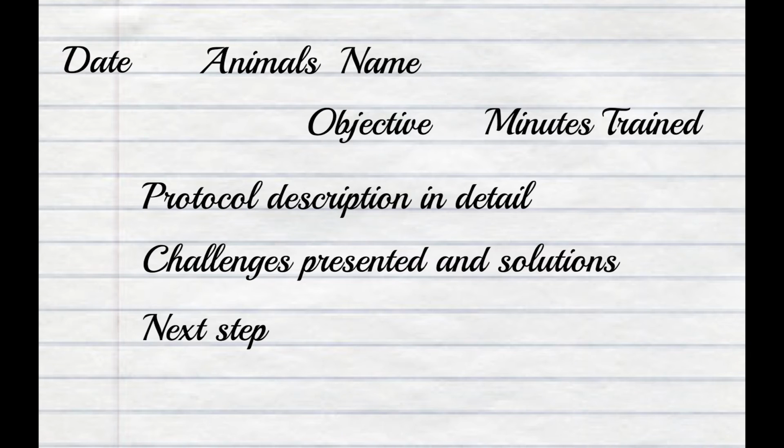So what I have in my training journal is the date, the name of the animal, the task that I'm teaching it. I keep track of the amount of time in minutes that I've spent, and I describe the procedure. I try to write about any kind of challenge that occurred and any kind of solution that I found.